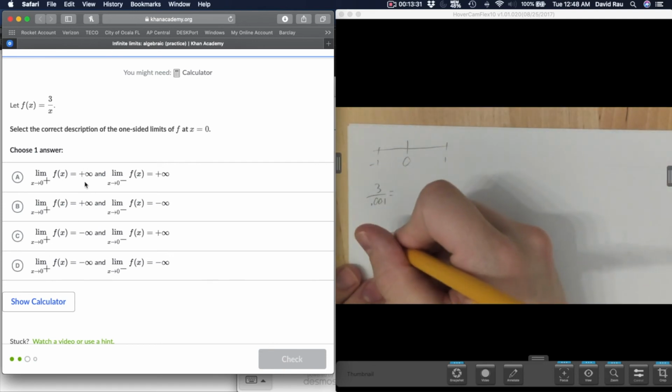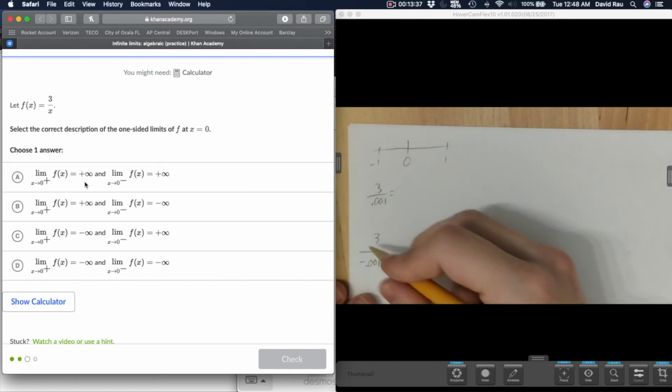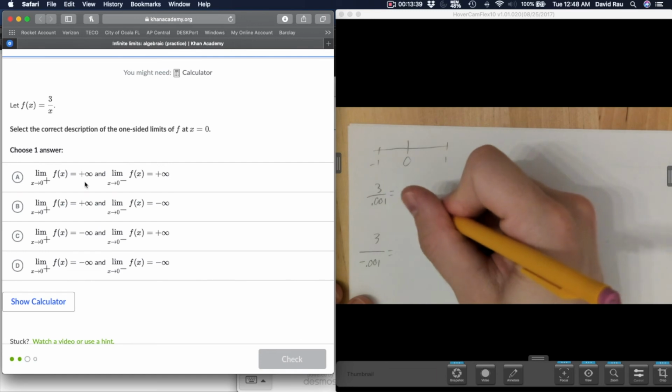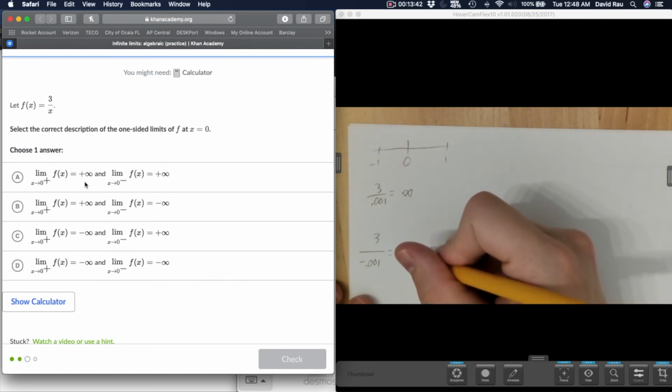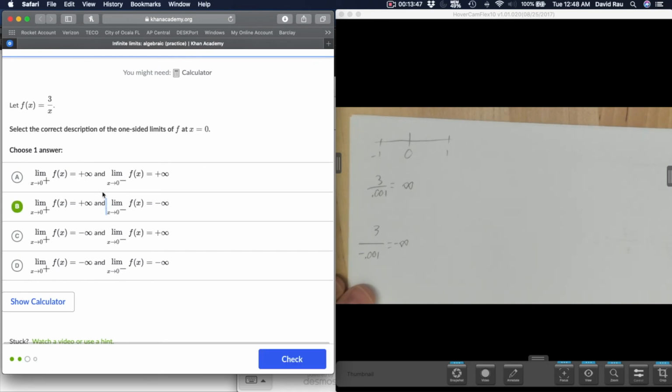What about as we approach this from the left? 0 from the left means we'll have -0.001 substituted into the function. And that will be negative infinity because you have a positive over a negative. So which one says positive from the right, negative from the left? Answer choice B says that.